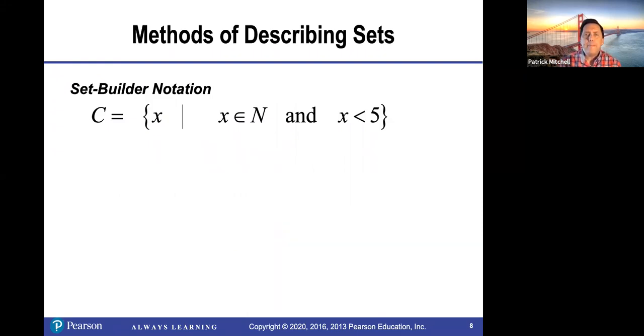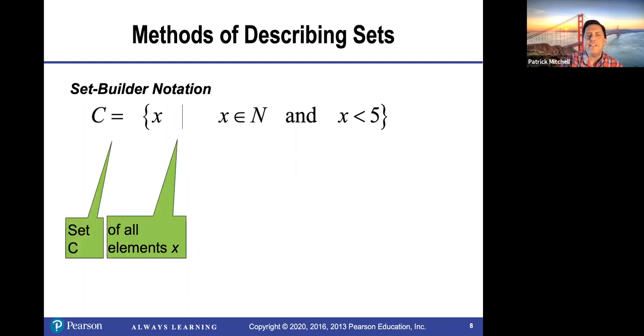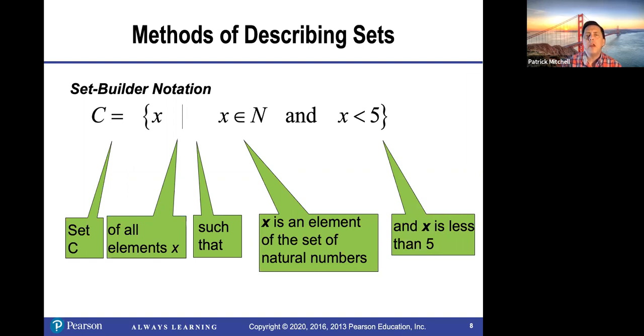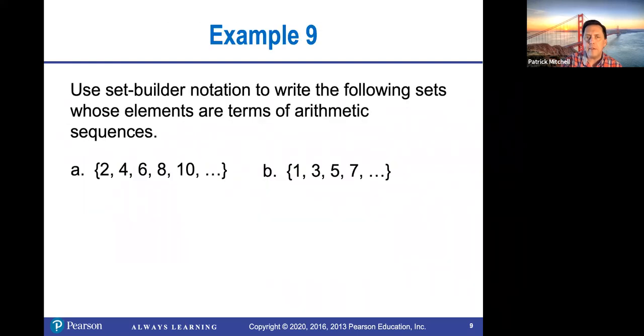Then you have what's called set builder notation. So the way that you read this is as follows. This set could be read: set C is the set of all elements x such that x is an element of the set of natural numbers and x is less than 5. So this is, to be honest, an overly complicated way in this case of describing the set 1, 2, 3, 4. However, this kind of notation is really useful for more complicated sets.